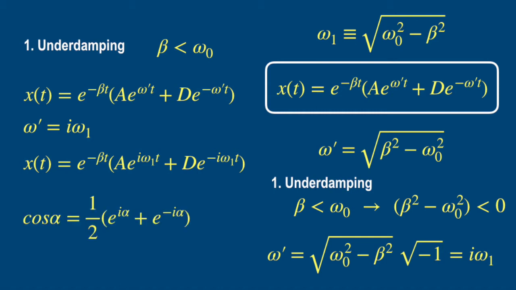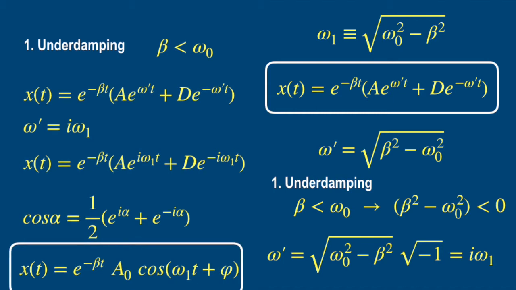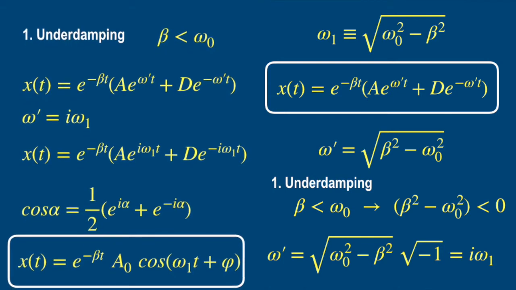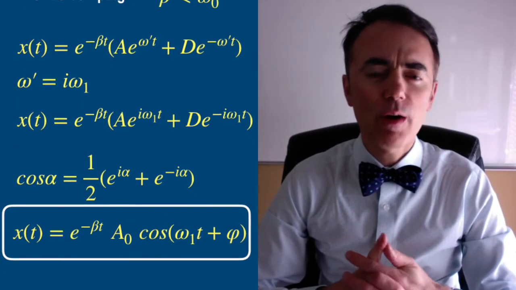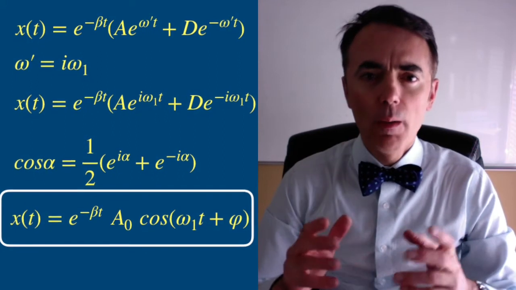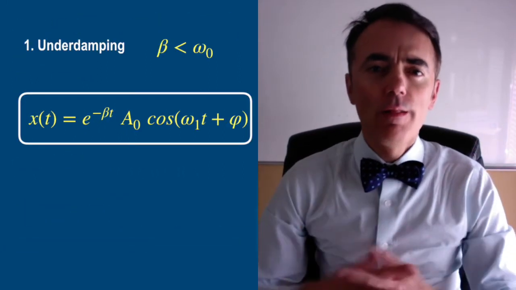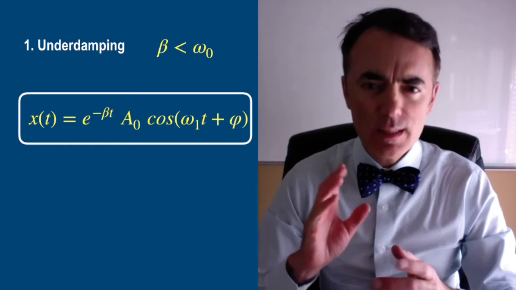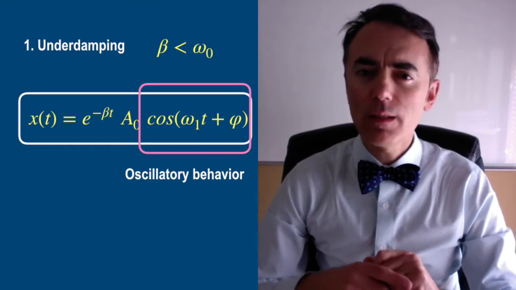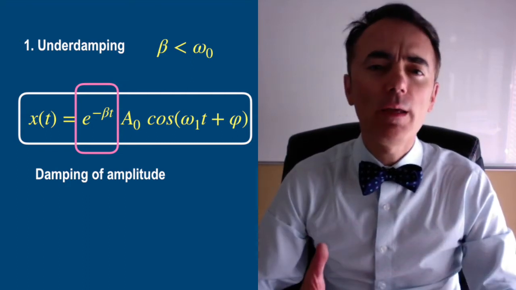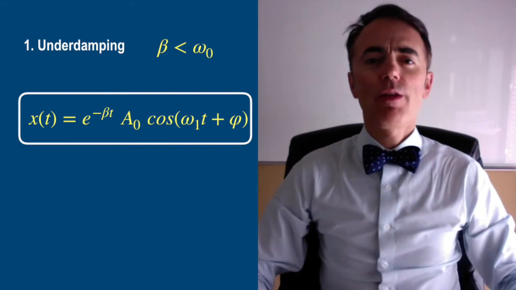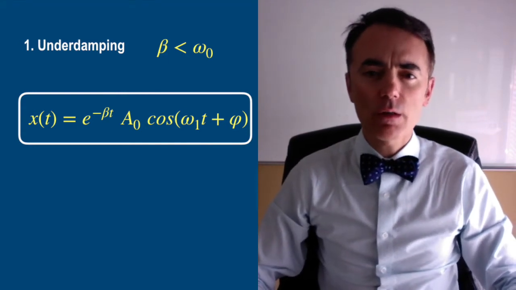Using the relationships between trigonometric functions and exponentials, we can rewrite this as e to the negative beta t times a times the cosine of omega 1 t plus phi. Here the constants a and phi are found using the initial conditions, business as usual. This last equation is very clear to read. It has an oscillatory behavior through the cosine, but this exponential term is going to damp those oscillations, so they'll die away eventually. We can represent this solution and plot the position as a function of time.